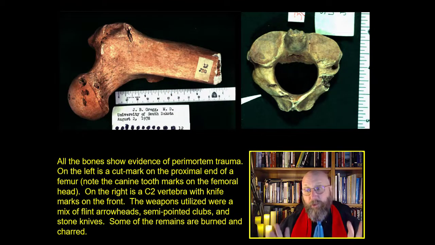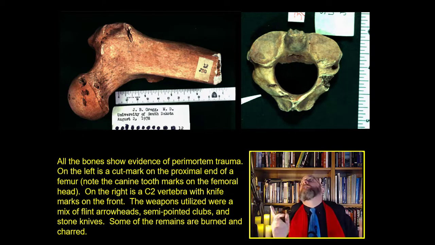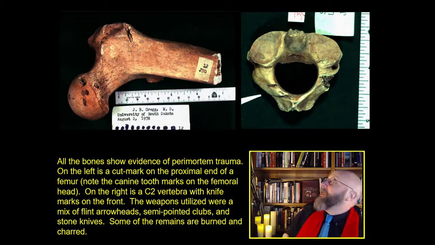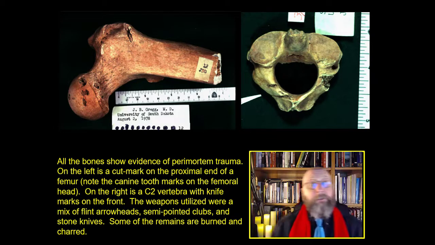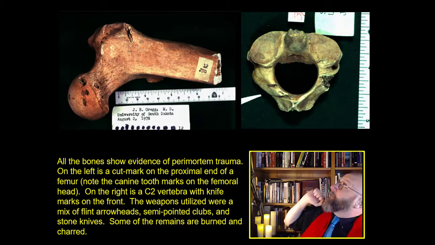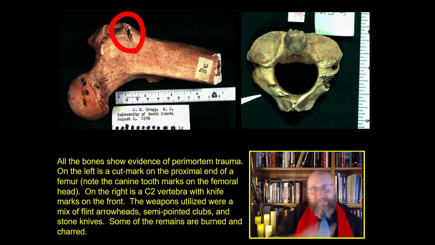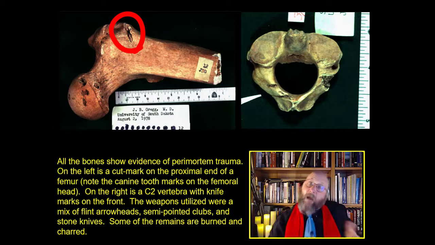All of the bones show evidence of perimortem trauma. Some of them show very dramatic evidence of perimortem trauma, like these two bones right up above me. If you look there on the left, that is the proximal end of a femur. And you'll notice there is a cut right about there. That is a slash that is on the outside of the proximal end of the left femur.